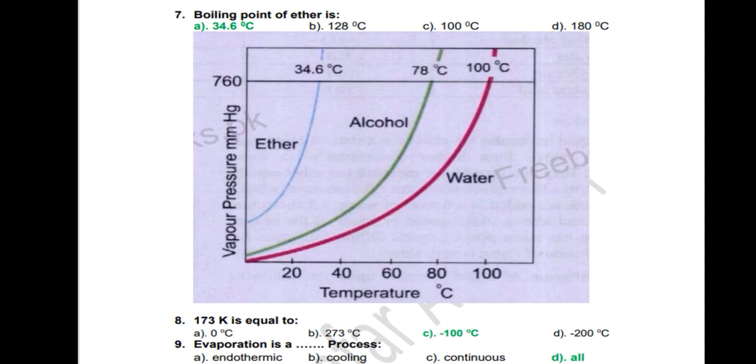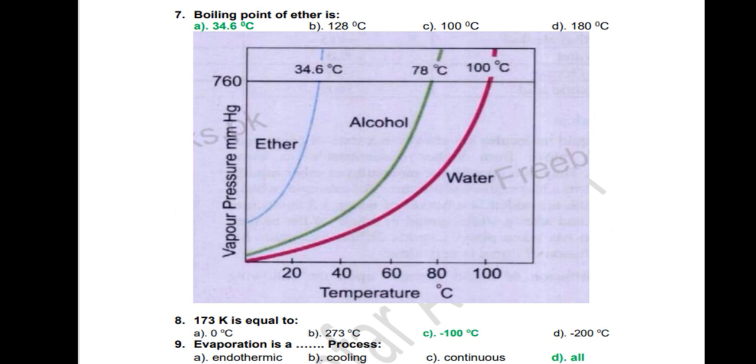Boiling point of ether is, you can see in the figure, 34.6 degrees centigrade. That is option A. All other options are incorrect. 173 Kelvin is equal to? The relation between them: Kelvin is equal to degree centigrade plus 273. So 273 Kelvin is equal to 0 degree centigrade, and 173 Kelvin is equal to minus 100 degree centigrade. Option C will be correct.